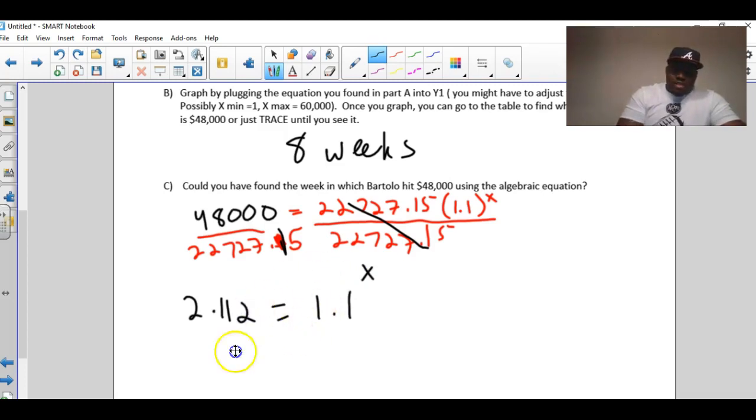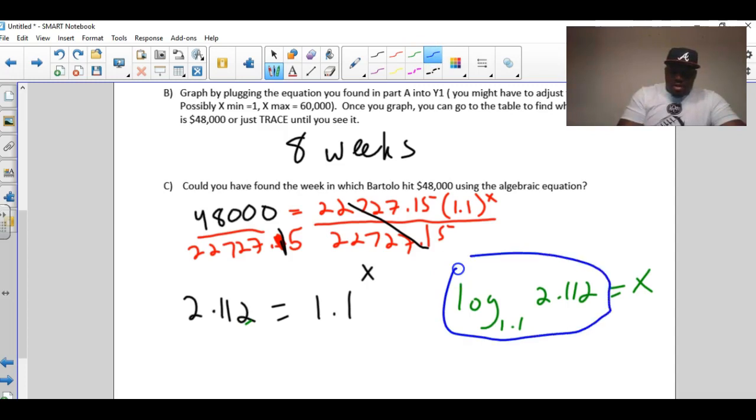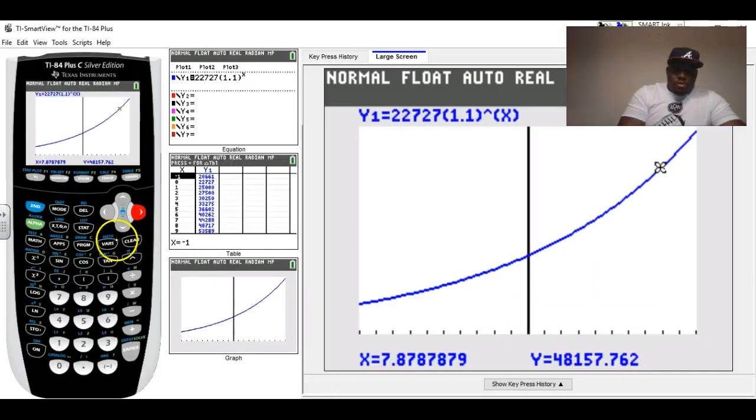I'm going to rewrite this as a log. How I rewrite that is log base 1.1 of my argument, 2.112, equals x, my exponent. Now this left side right here, we can solve in the calculator, guys. Remember, it's log of your argument divided by log of your base.